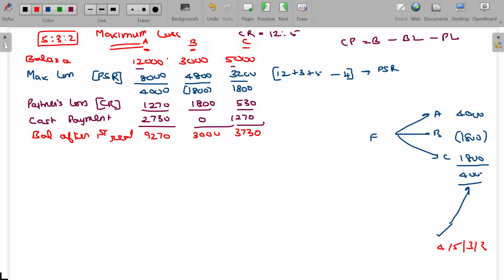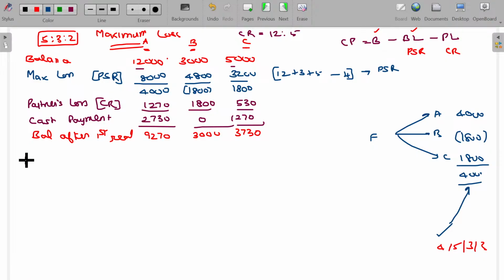Now you have to repeat the same steps again and again. From the earlier balance, subtract the business loss using the PSR, and then subtract partner's loan using the capital ratio. Repeat this. This will be the cash paid.